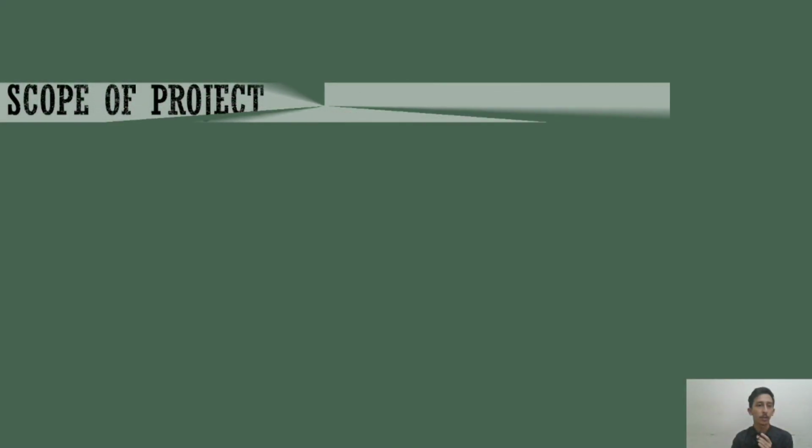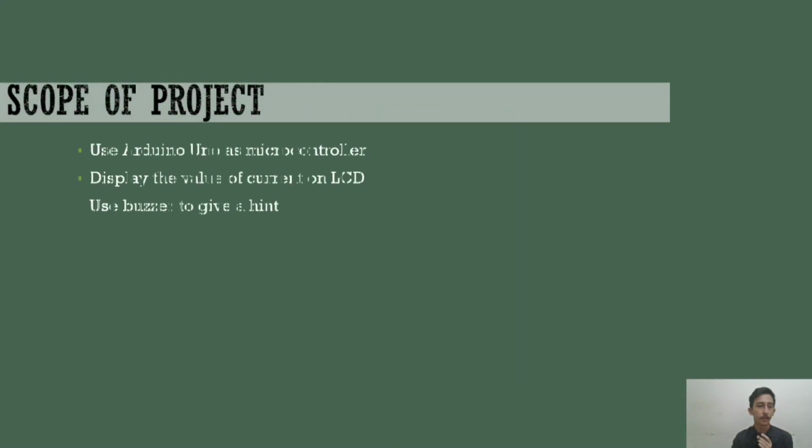Let's go to the project scope. First, I will use Arduino Uno as a microcontroller, and then an LCD will display the value of current. And the last one, I will use a buzzer to give a hint if the relay is in a bad condition.